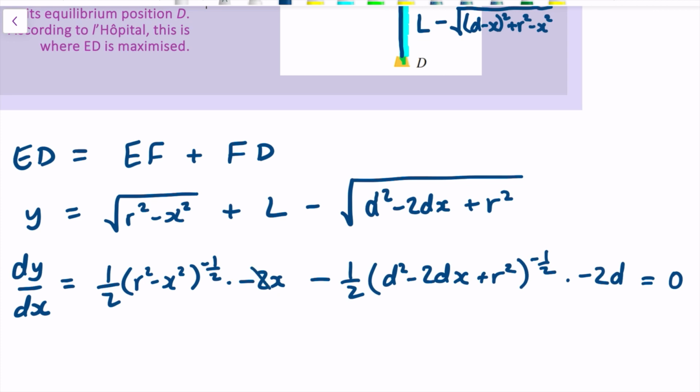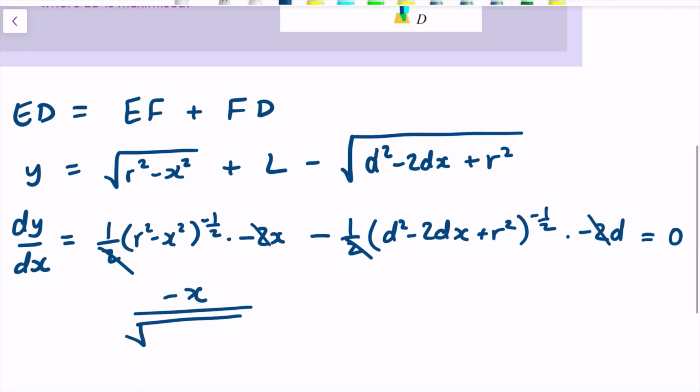Tidy up this stuff a little bit, the 2's cancel there, the 2's cancel there, and we're left with minus x over the square root of r squared minus x squared. Notice I'm putting the negative power back down into the denominator as positive 1/2, or the square root. And then the other term is actually a plus. There's a negative in the front and also a minus right at the end there. Be careful with that, because otherwise you won't be able to solve the problem.